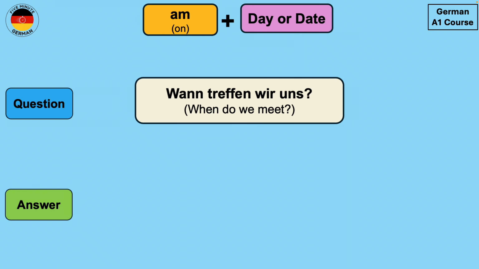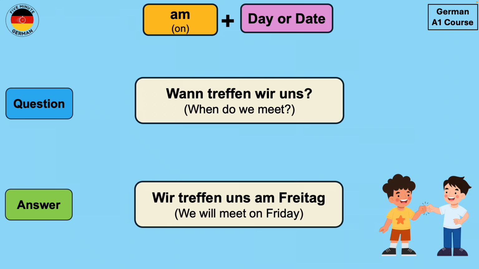Now let's take a look at the second preposition, which is am, which is used with day or date. So suppose we have the question, wann treffen wir uns? When do we meet? And we can answer it by saying wir treffen uns am Freitag. We will meet on Friday. And you see, we have used am before the day, which is Freitag or Friday.